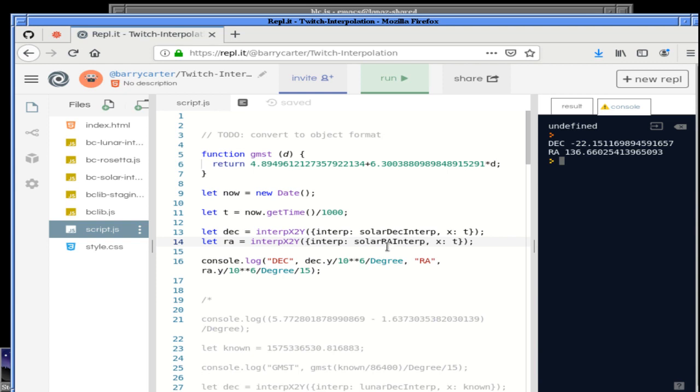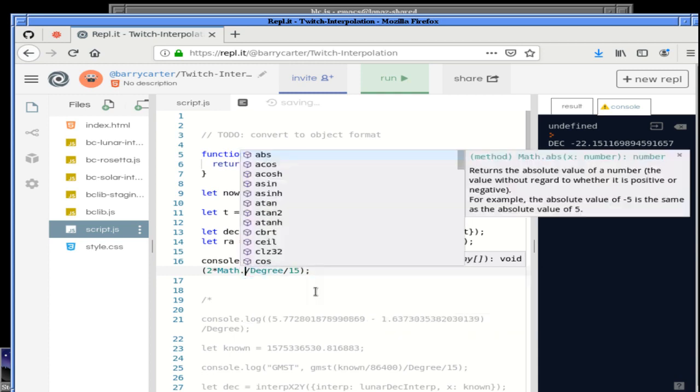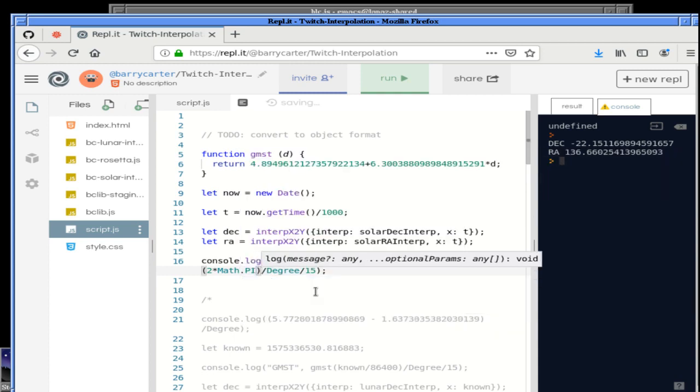RA is... No, it might be, actually. Hang on. Because we have to mod this number by 2 pi. And again, this is stuff we're going to fix, obviously. This is not going to be acceptable for the final product, but for now we're being weird.